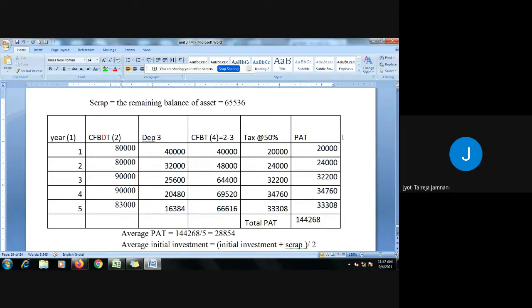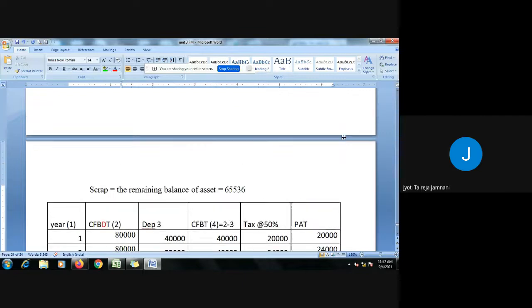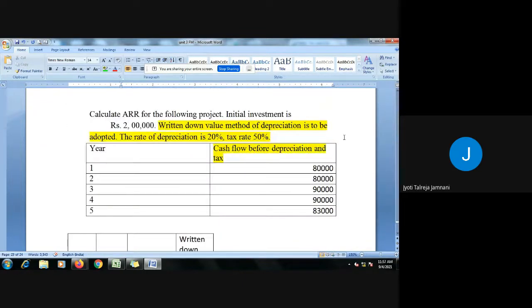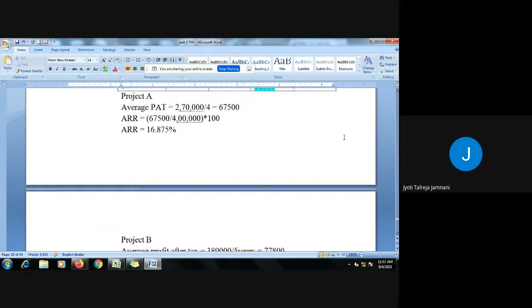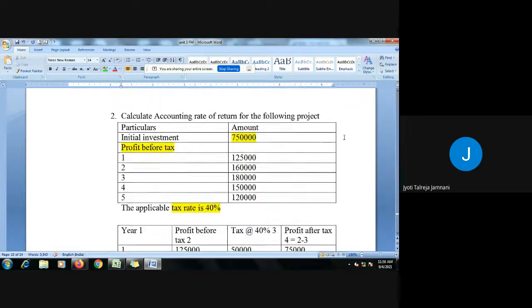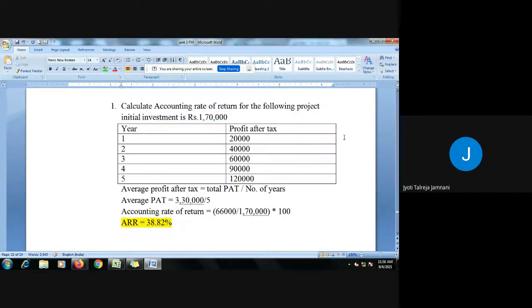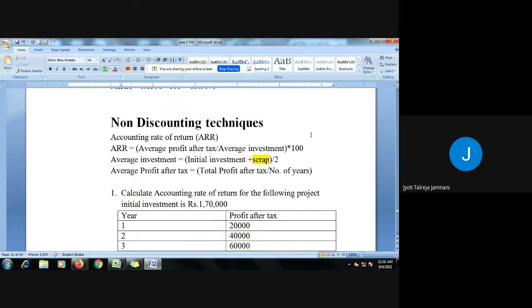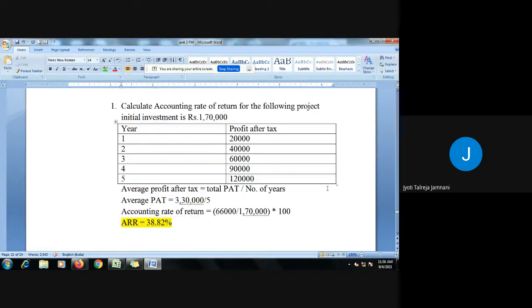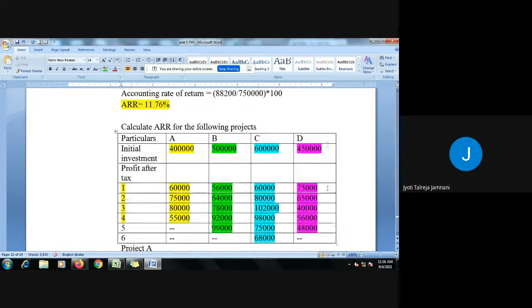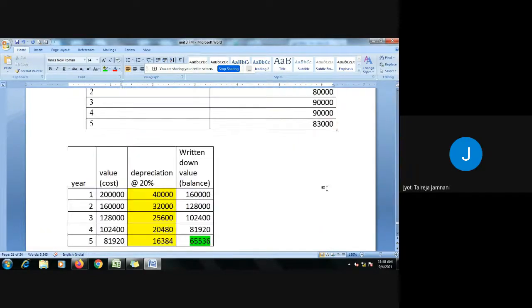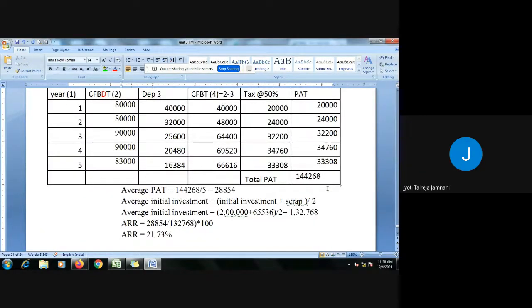There is no need to add back depreciation and go till cash flows, because initially I told you accounting rate of return is dependent on the accounting profit. They are not bothered about the cash flows of the firm, but they are interested in the profit after tax which you get from the profit and loss account. So there is no need to add back depreciation and find the cash flows. After tax, whatever we get, that itself is our profit after tax value.